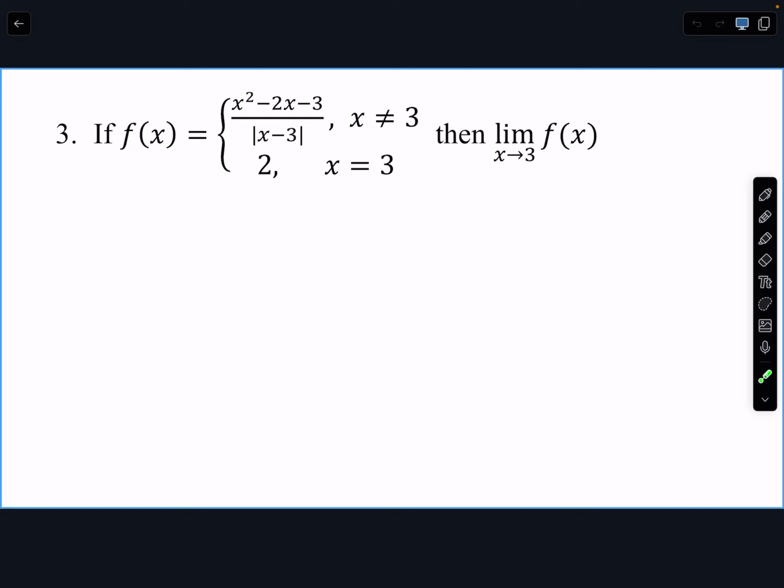But each of these pieces together represents the function f of x. This rule is not f of x by itself. Together, they represent f of x. And you're being asked for the limit as x approaches 3 of f of x.